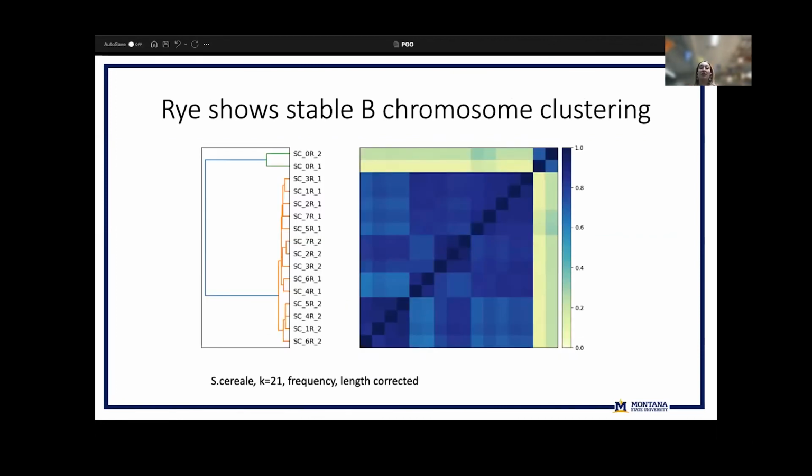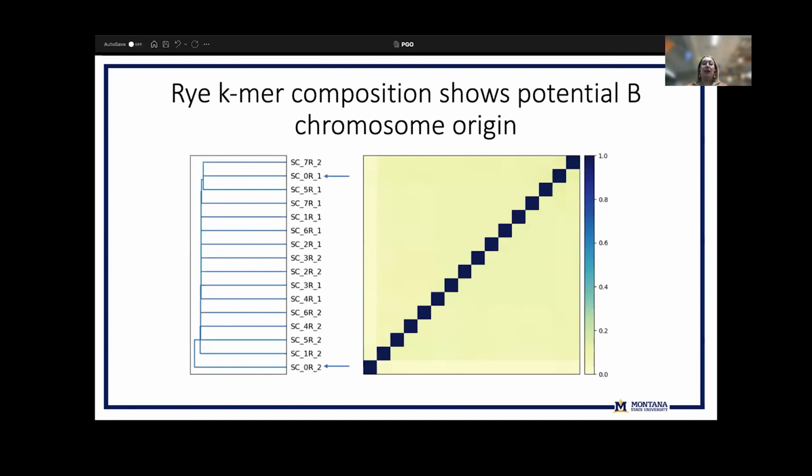On the other hand, I found that rye actually shows stable B chromosome clustering, and it remains in this pattern throughout the Camber range. Interestingly, when I look at rye Camber composition, it shows a potential B chromosome origin. So for example, here we have one of the B genome fragments, they call it chromosome 0. And interestingly, we're seeing it in this group with 7R and 5R. And 7R is noted to have been a significant donator of genetic material to the B chromosome. And so that lines up. I can't explain why the 5 chromosome is also in that group, but I thought it was an interesting find nonetheless.